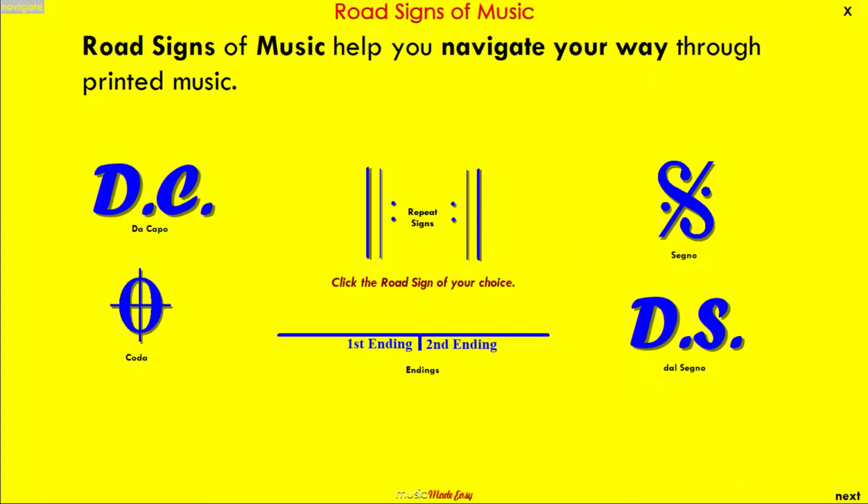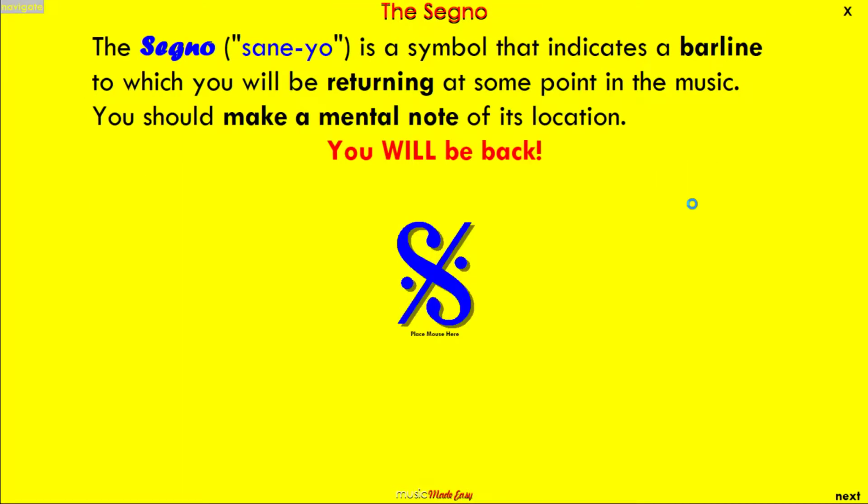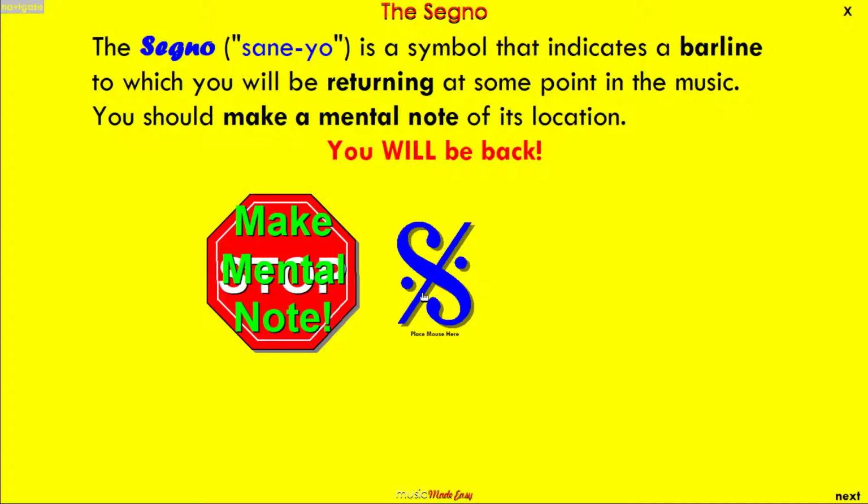The segno. The segno is a symbol that indicates a bar line to which you will be returning at some point in the music. You should make a mental note of its location because you will be back here eventually. So when I roll over it, it does say stop. Make mental note.